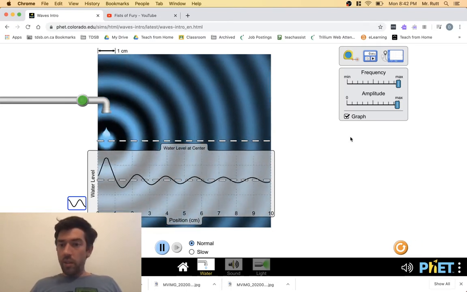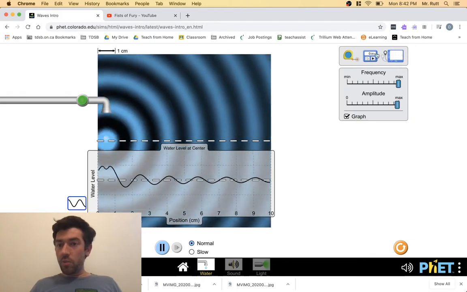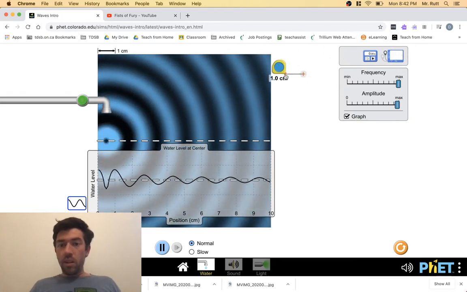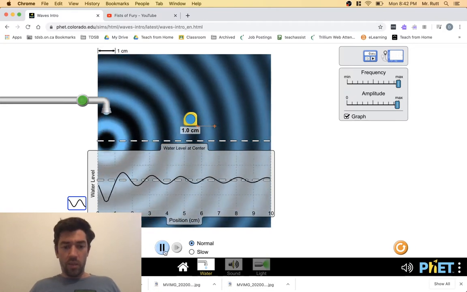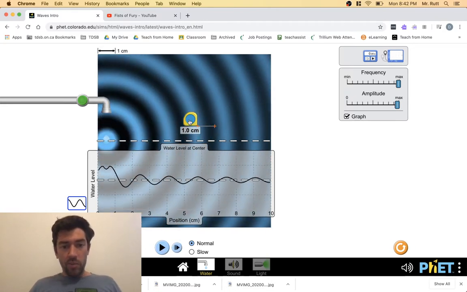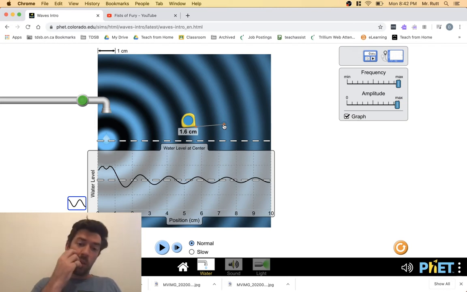Is there anything else we can do here? There are some tools for doing some measurements here. This tape measure will actually, it's kind of hard, but let me pause it. If I pause it, we can measure the distance in between, say, one crest and the next crest. Looks like it's about 1.6 centimeters. But if I change the frequency, that should change, right?